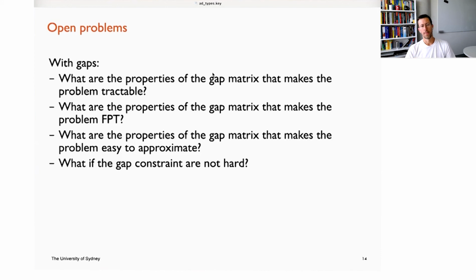Ideally, we would like to have the running time that depends on k in a nasty way separate from the size n of the instance. So what are the properties there? And what are the properties that allow good approximation algorithms? If we bound the values of these gaps, can we say something there? And finally, what if the gap constraints are not hard? So maybe there is a penalty that we can add to the objective value, and we can get something interesting there. All right, so those are the open problems.